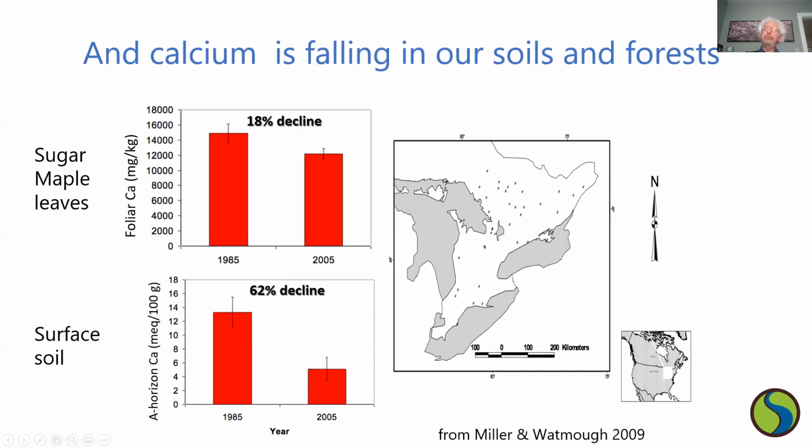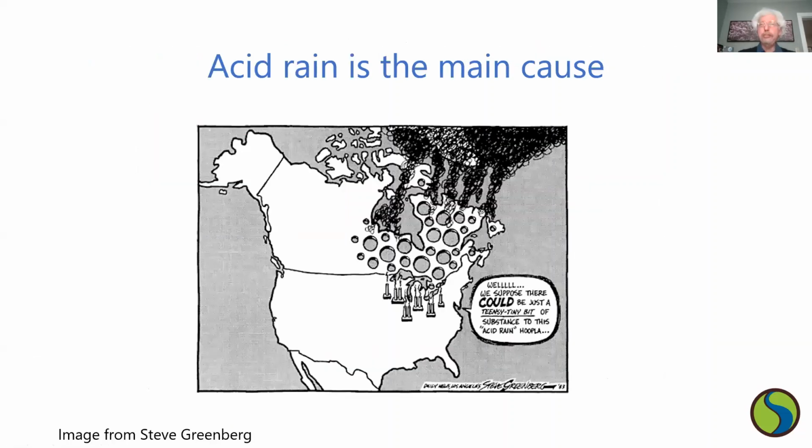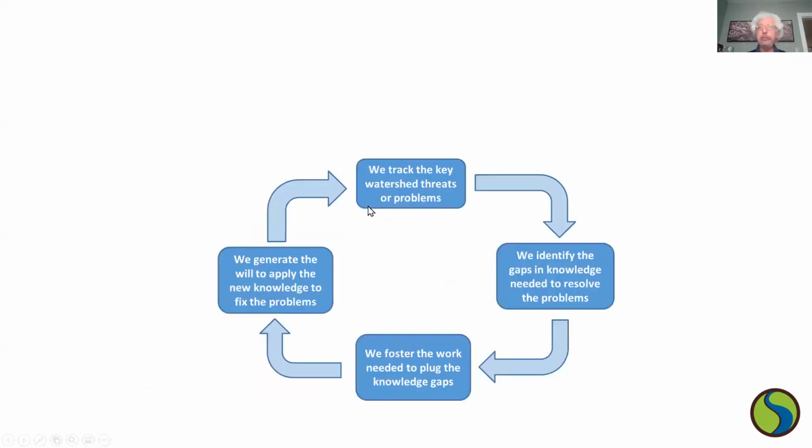And the dominant reason, I suspect you'll know by now, is acid rain. Acid rain has stripped about 0.5 ton of calcium per hectare from our soils, and we didn't have much calcium to start with. So how does this all play into what the Friends of the Muskoka Watershed does?